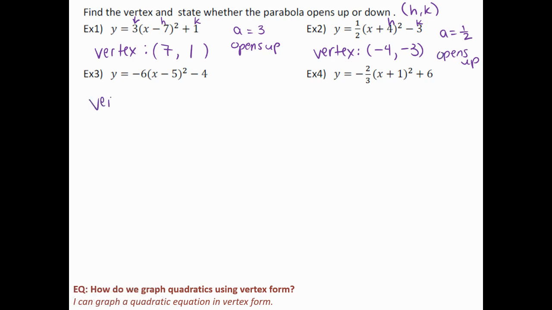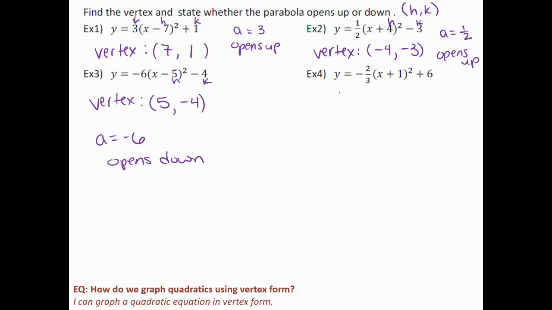Same idea here. Let's look at the vertex. That means I'm looking for h and k. And again, h is going to do the opposite of what it appears. So it says -5, so that means it's really 5. And then k is going to stay the same. On this one, my a value is -6, which means this opens down.